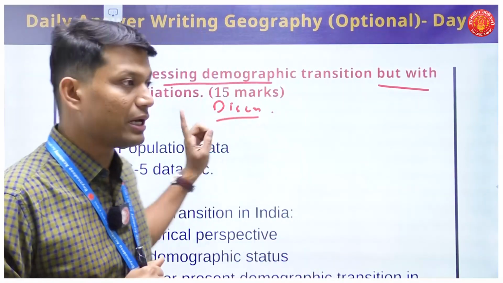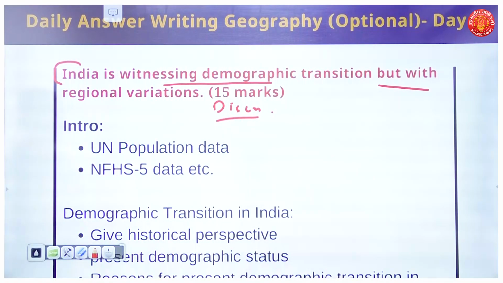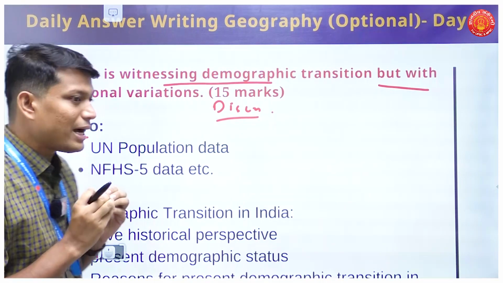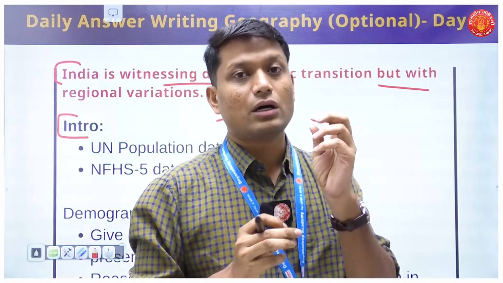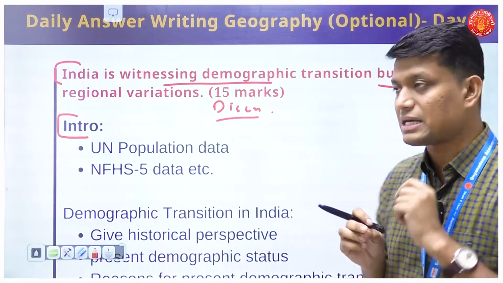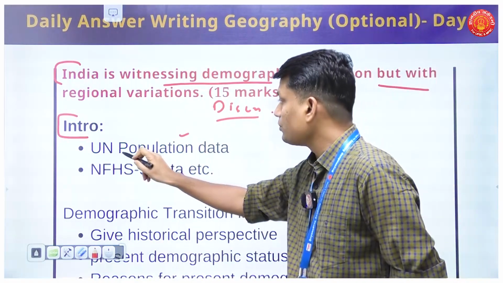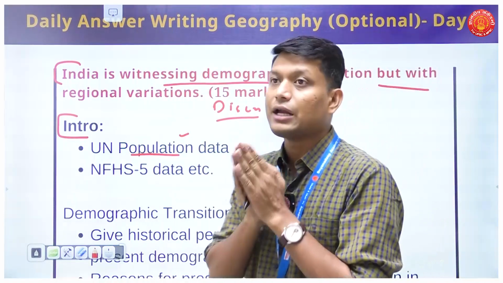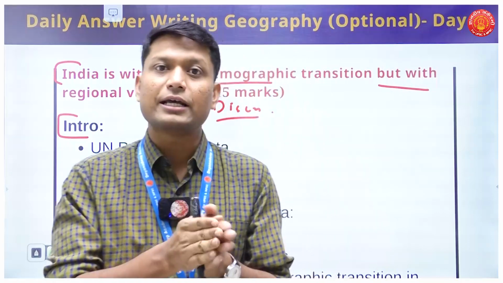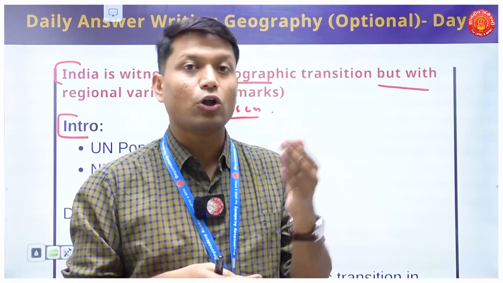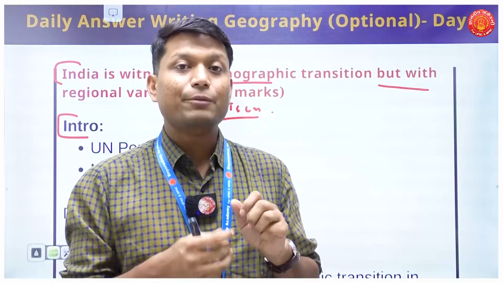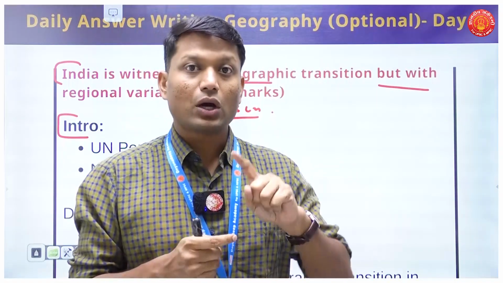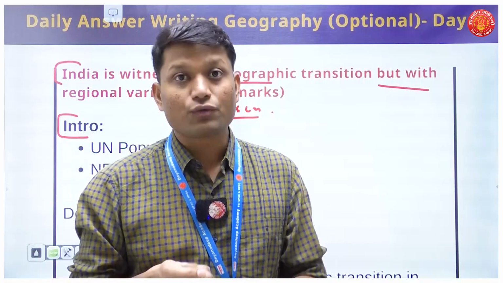First and foremost, let's take a look at the introduction. In the introduction, the best way I can introduce it is with recent data or a recent example. So I can have data from UN population. Time and again there is a lot of discussion regarding India's population transition or India's demographic transition. So keep following current affairs very well and pick data from current affairs and put that in your notes. That is how you are going to do value addition to your optional notes.